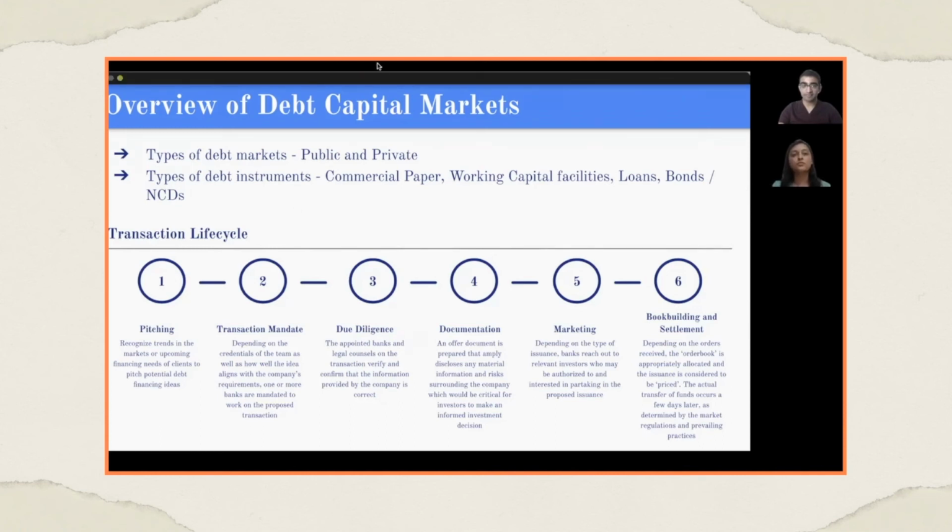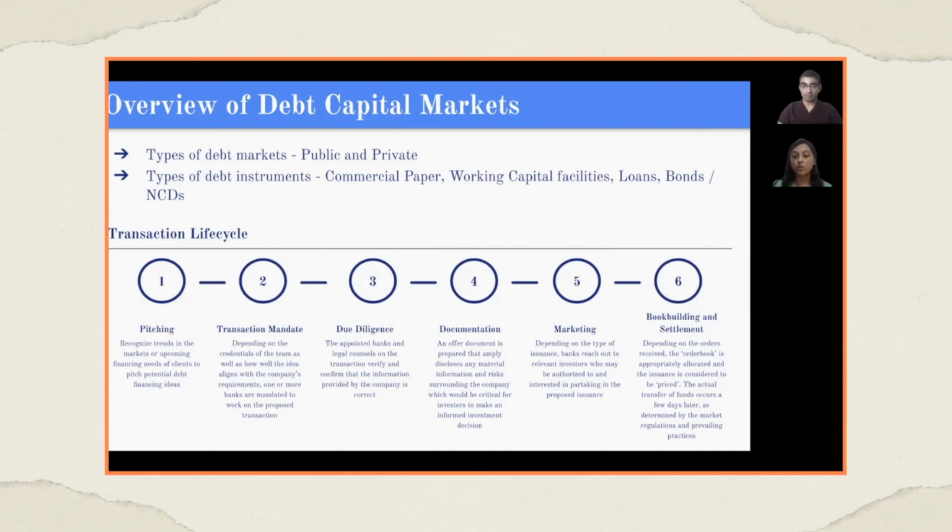Sure. So in terms of debt capital markets, let's talk about what the various types of debt instruments are first, that form the entire debt universe. There can be short-term debt and long-term debt. Short-term debt is instruments like commercial paper, working capital facilities. Long-term debt can be bonds, or as they are called in India, NCDs, non-convertible debentures.